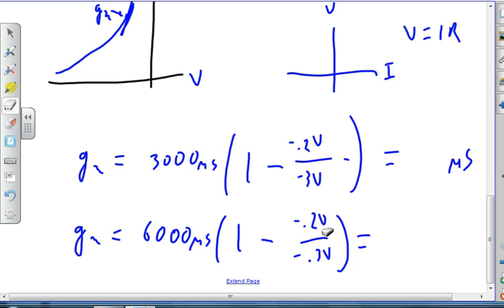I'll do it again. 3,000, 1 minus 0.2 divided by 3. Yeah, 2,800. Yeah. 2,800 microsiemen. All right, now 6,000 E minus 6 times parentheses 1 minus 0.2 divided by 0.3.